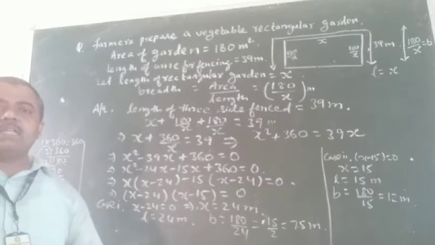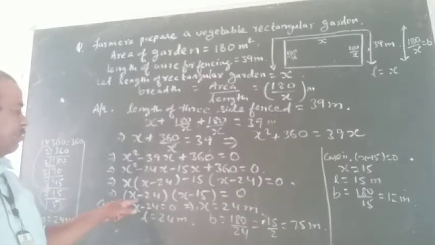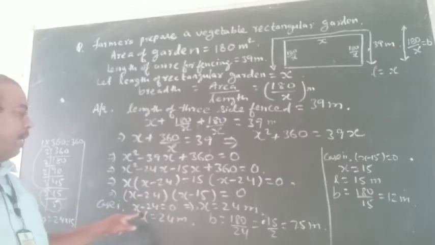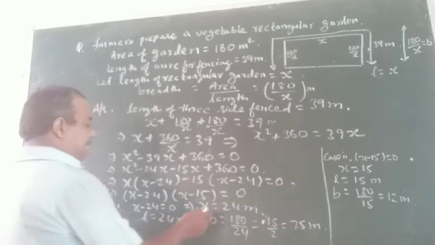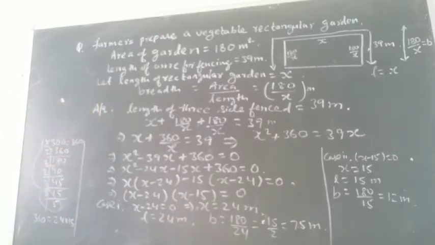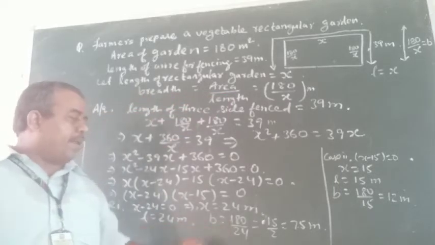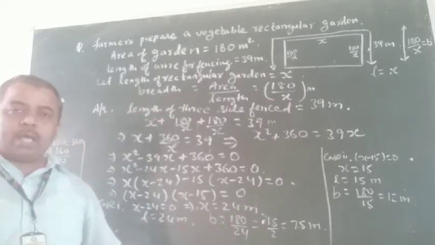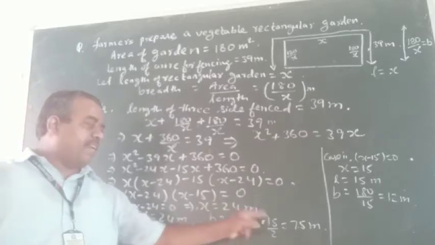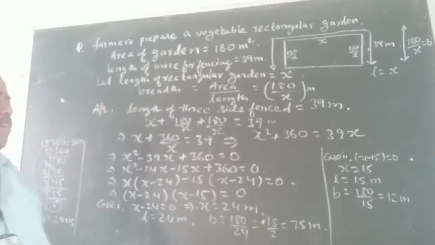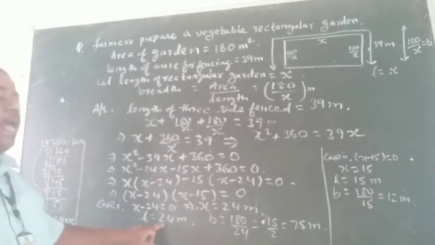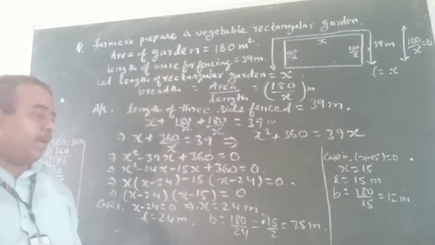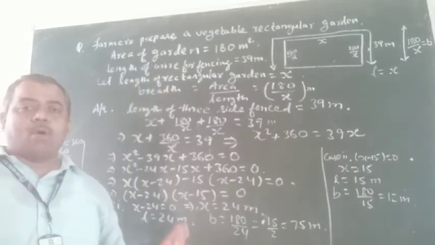Both factors I will discuss by case 1 and case 2. In case 1, x minus 24 equal to 0, so x equals 24 meter. That means, here x is the length, 24 meter. What should be the breadth? We know the formula, breadth equal to 180 by x, 180 by 24. Divide up and down by 12. 12 into 15 is 180, so 15, and 12 into 2 is 24, so 2. 15 by 2 is 7.5 meter. That means the length of this rectangular garden should be 24 meter long and 7.5 meter broad.